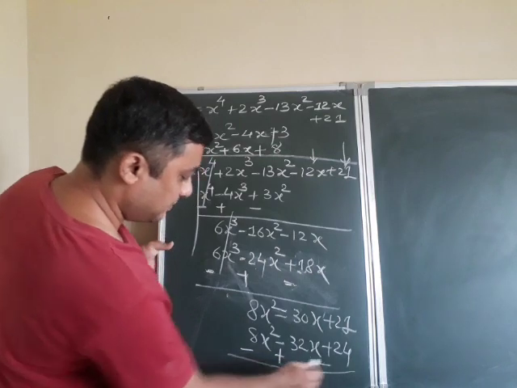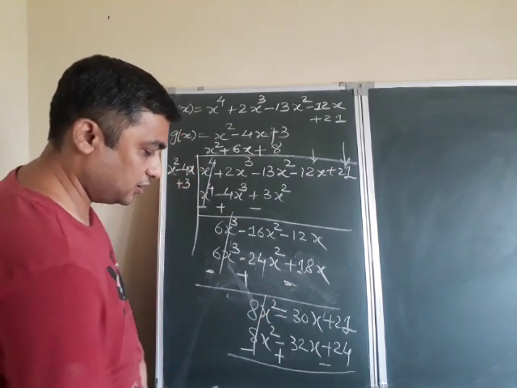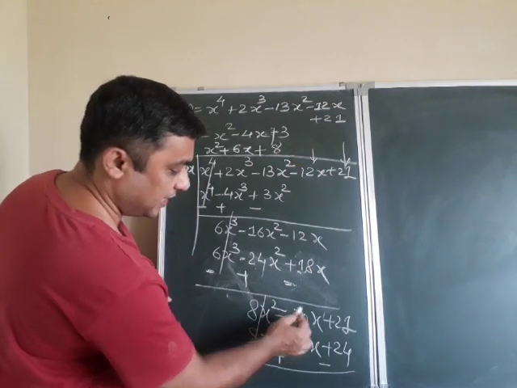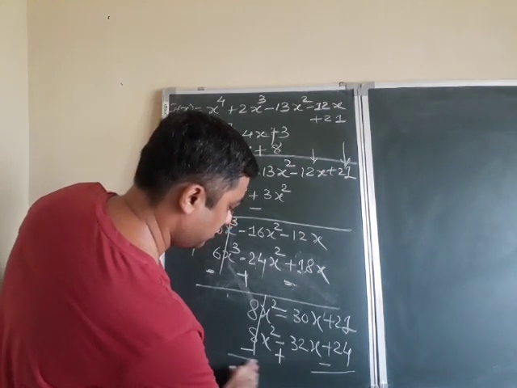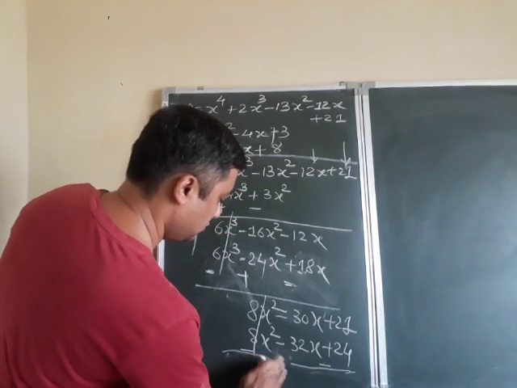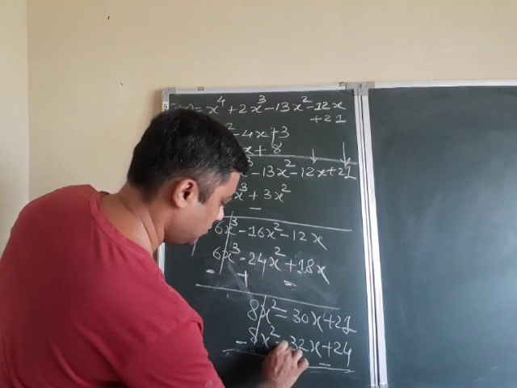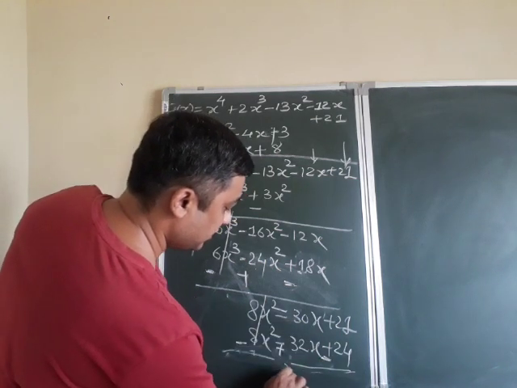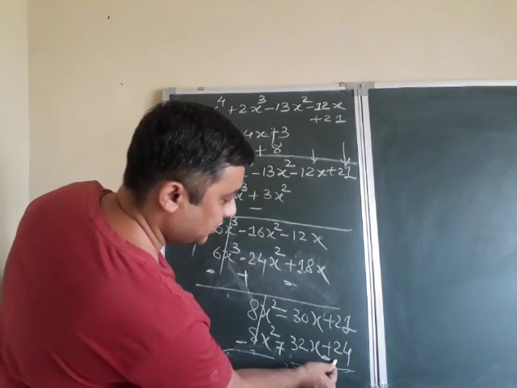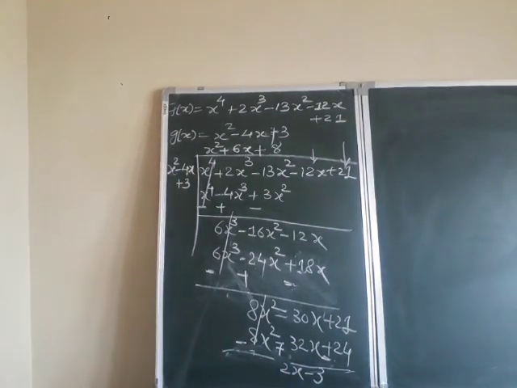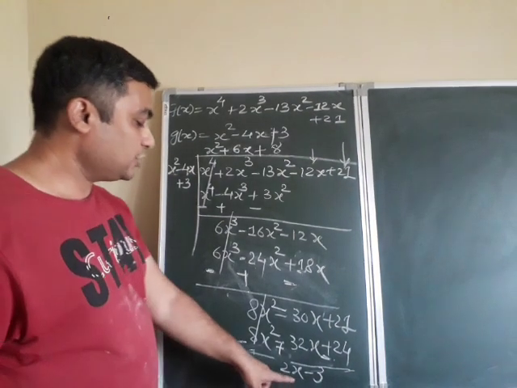So minus plus minus, and 8x square cancel. This is minus 30x and this is plus 32x. So 32 minus 30 remains plus 2x. And minus 24 plus 21, so this is minus 3. I think you can see this: 2x minus 3. Yes, fine. So this is your remainder.